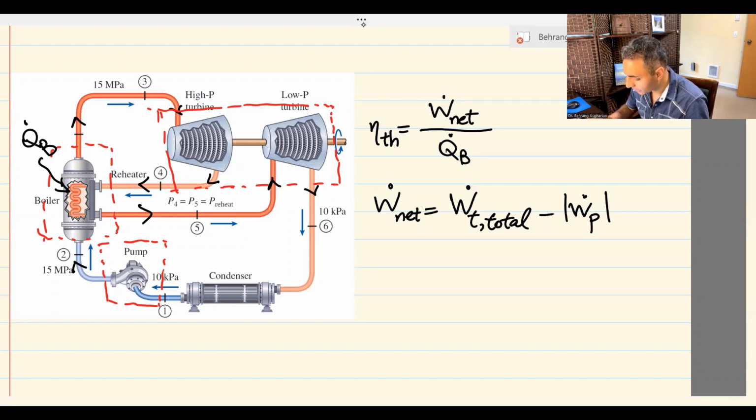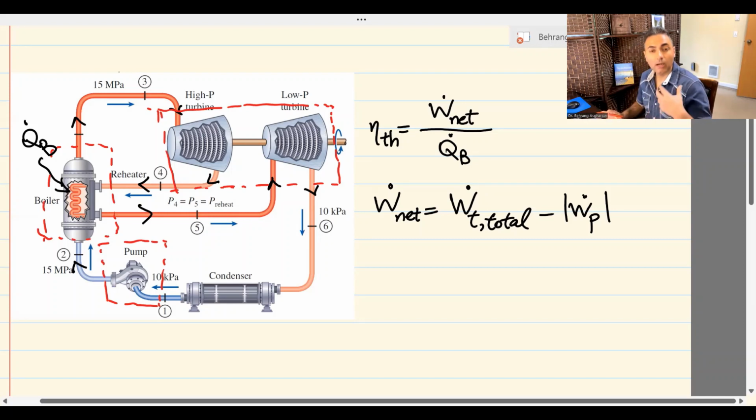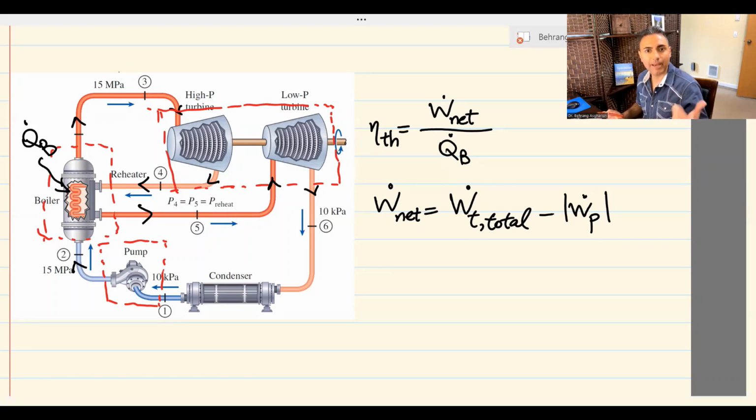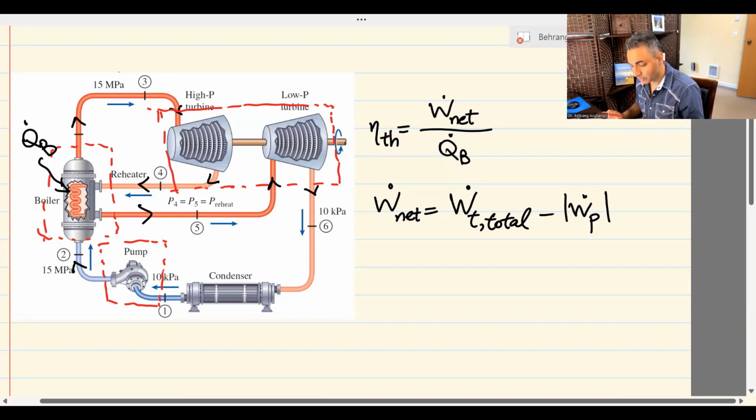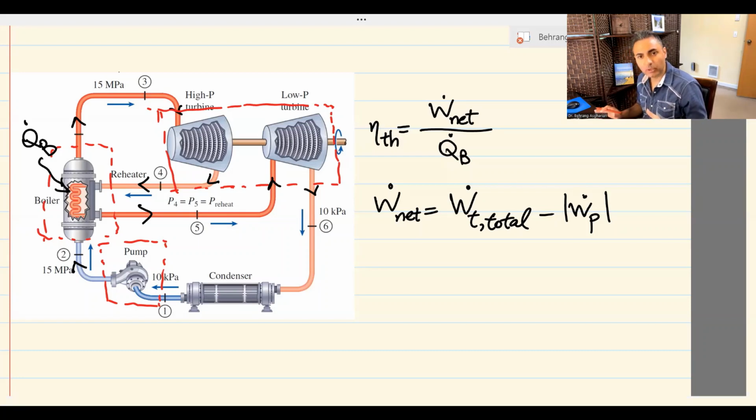Keep in mind that this cycle is supposed to be ideal, which means that the turbines don't have any Q dot. They're adiabatic, right? So there is no heat loss in the piping system. At the same time, there is no loss in the boiler, so there is no work consumed or produced in the boiler. So for the boiler, when you write the first law, there is no W dot. For the turbines, there is no Q dot. For the pump, there is no Q dot because the pump is isentropic.